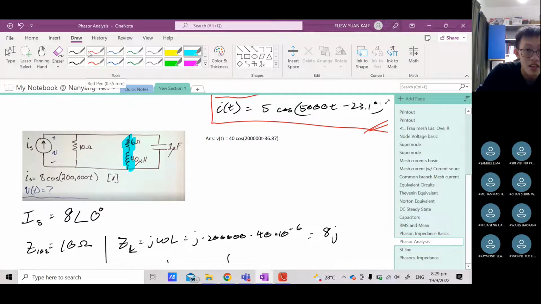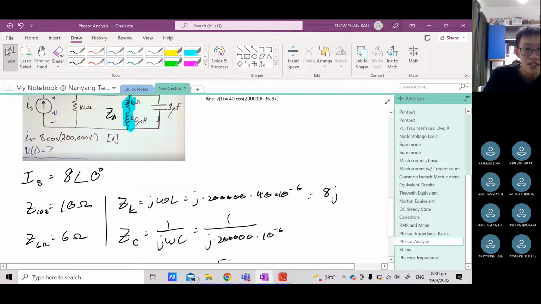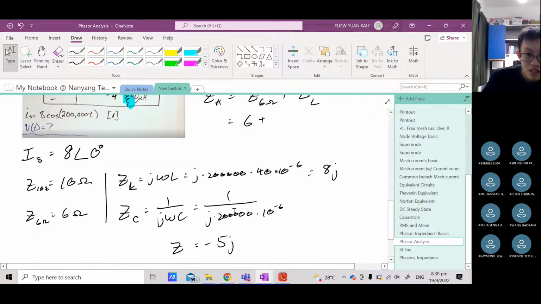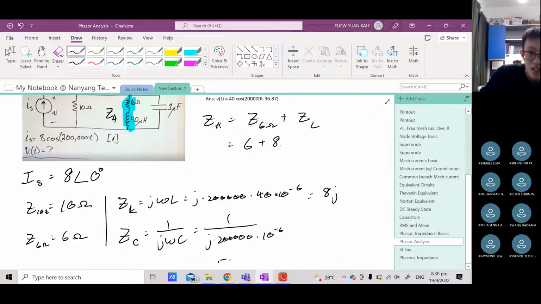Let us call this total ZA. To find ZA, because the resistor and the inductor are arranged in series, we can just add the impedances together. ZA is given by Z 6 ohms plus Z of the inductor, which is 6 plus 8j. And this is the total impedance of ZA.